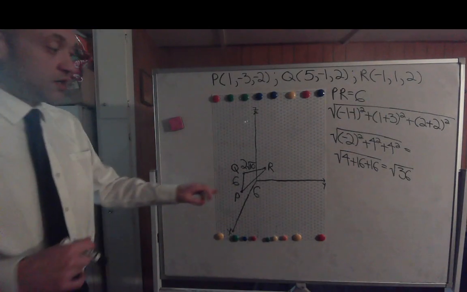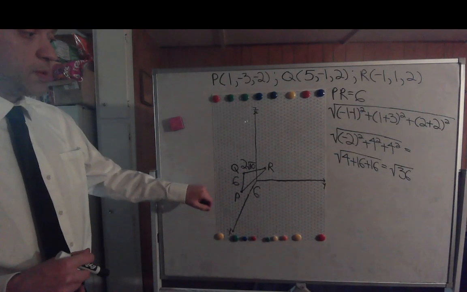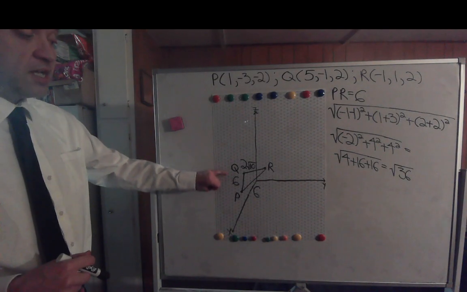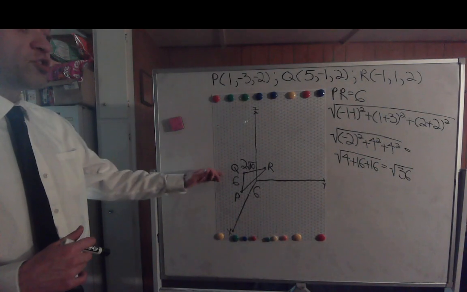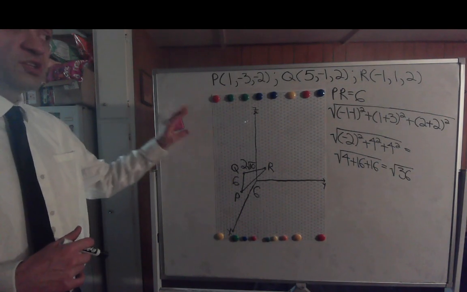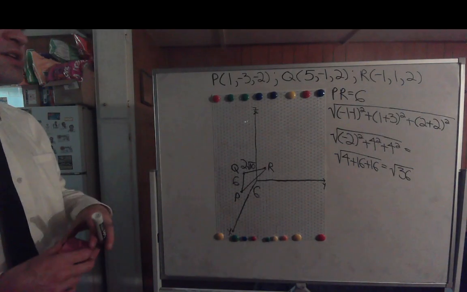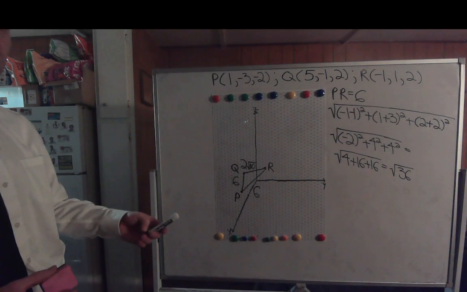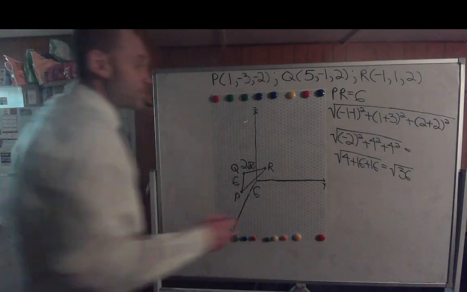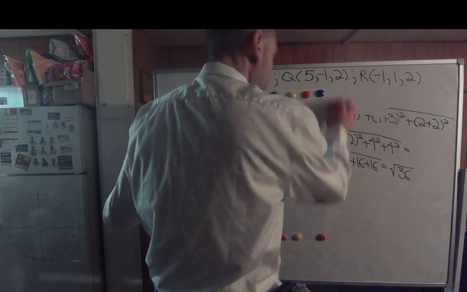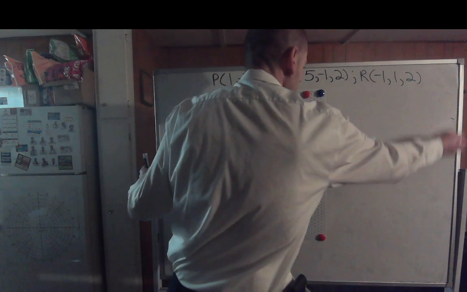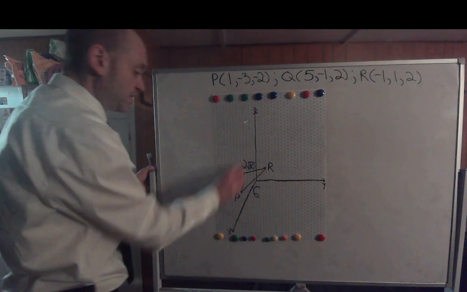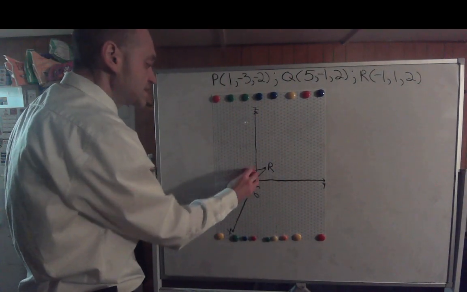Well, if PR is equal to PQ, this is an isosceles triangle, right? So triangle PQR is an isosceles triangle because two of the sides are equal to each other. We want to determine if they're equilateral, scalene, or isosceles.